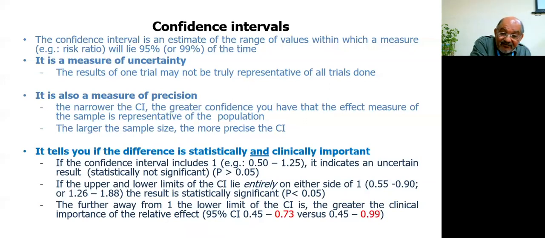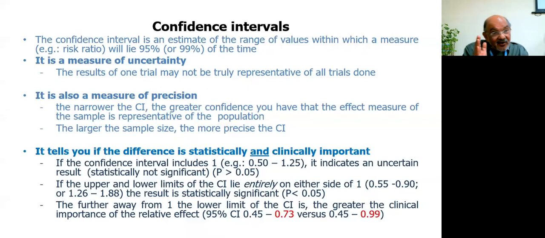If it is, say, 0.5 to 0.9, right? It doesn't include 1. That means it definitely helps, right? If it is 1.26 to 1.88, it doesn't include 1. It definitely harms. And in both these situations, if it doesn't include 1, it means that your results are statistically significant. Right? And if you're using mean difference, it is not 1, it is 0. Okay.